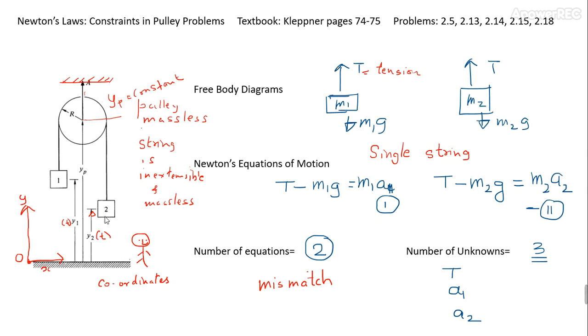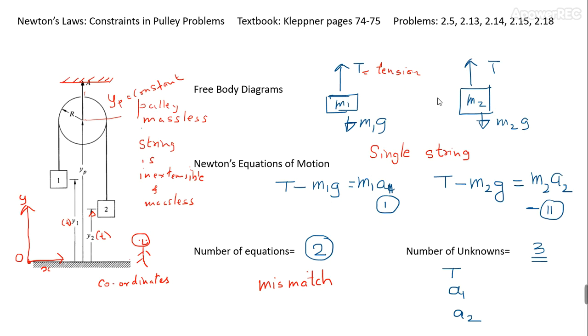Pretty much the same story for M2. The string can only pull M2, it cannot push, because the string can only pull. So that is why T is in the upward direction. Therefore, in both the equations, T has got a positive sign and M1G has got a negative sign, M2G has got a negative sign.